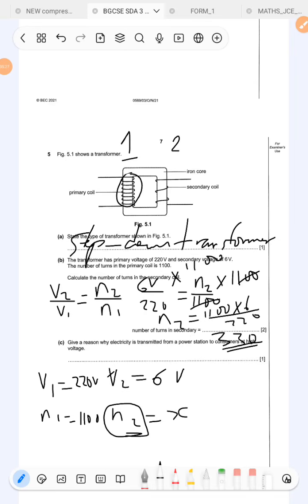Give a reason why electricity is transmitted from a power station to consumers at high voltage. Why is it? When you are transmitting at high voltage, you are moving less current. Current can cause the heating up of cables, so this prevents heating up of electric cables.